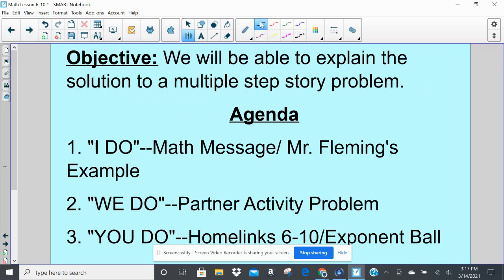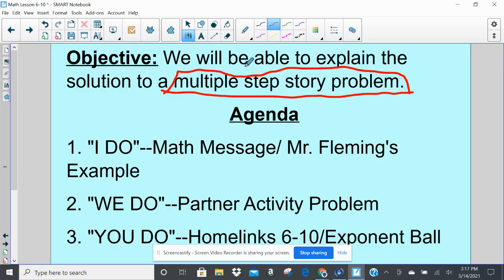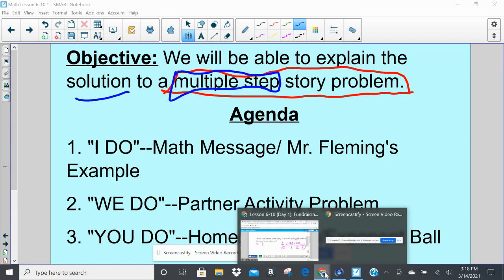Let's take a look at what we are doing today. Today we are working with multiple step story problems. I know when I was your age in fifth grade, those multiple step story problems gave me the most difficulty, because there's more than one step I have to use to find my ultimate solution, my answer. So we're going to work on a couple together, and then we'll see if you can do the first one of your home links today on your own.